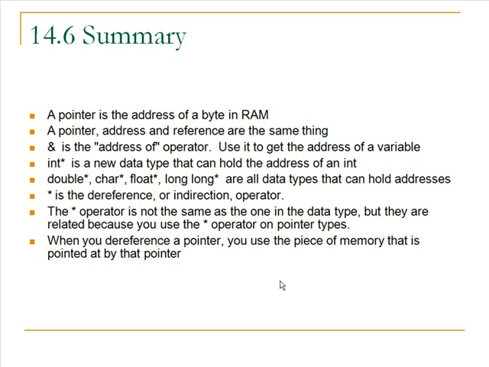The asterisk, when it's not used in a declaration as a data type, is the dereference operator, or the indirection operator. When you dereference a pointer, that means that you go to that piece of memory and you use that piece of memory in the expression. So when we wrote in the example *pa, we're talking about what's pointed at by the address in pa.